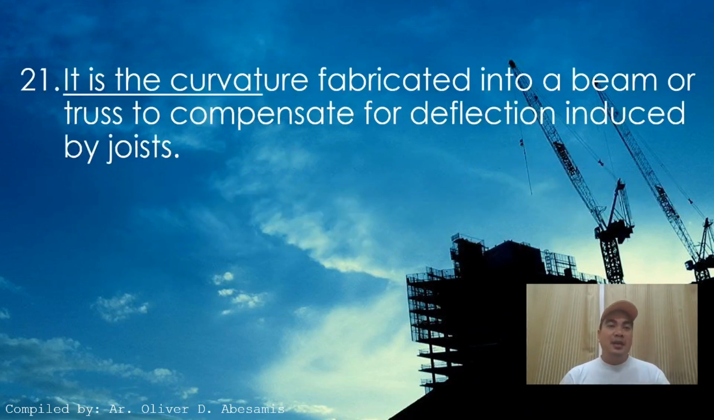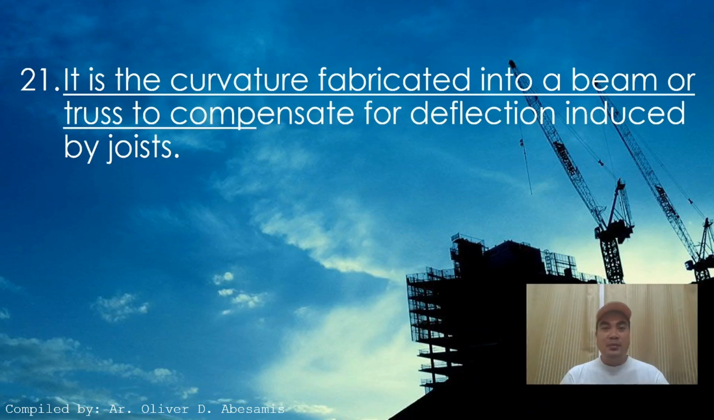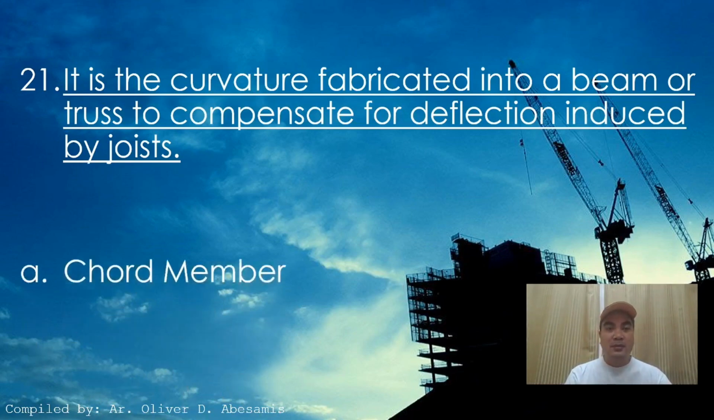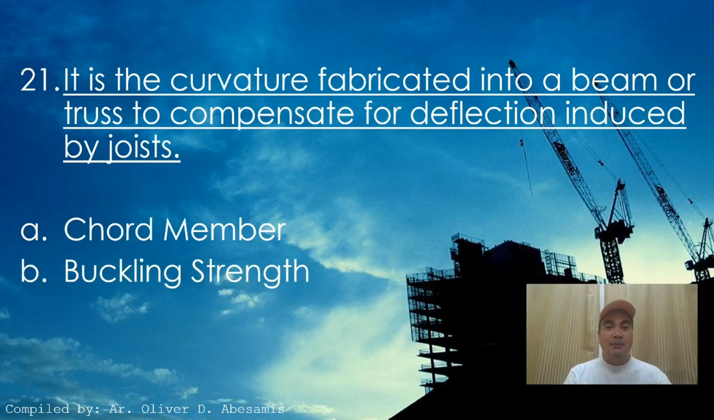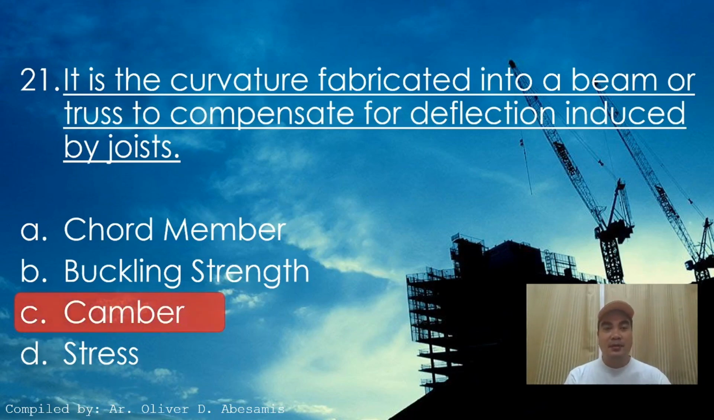21. It is the curvature fabricated into a beam or truss to compensate for deflection induced by load. A. Chord member. B. Buckling strength. C. Camber. D. Stress. Answer? C. Camber.